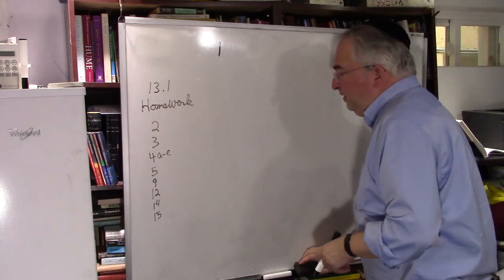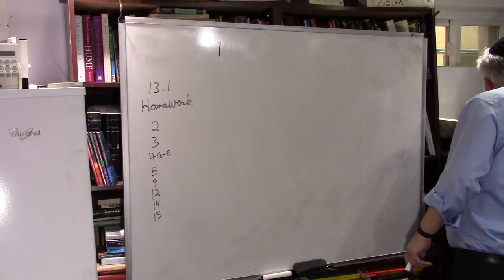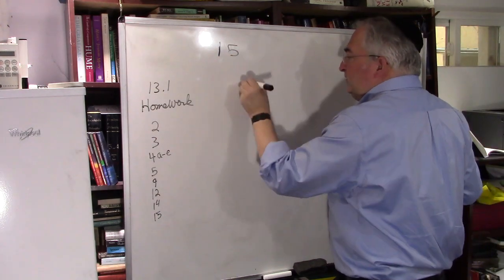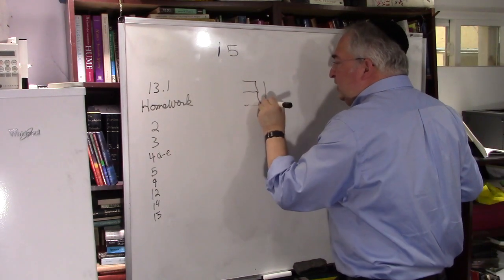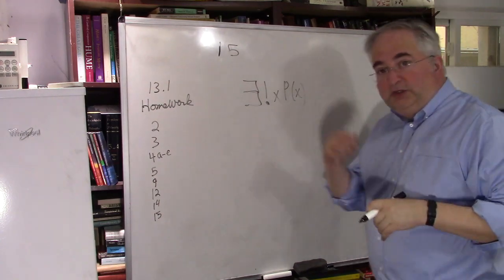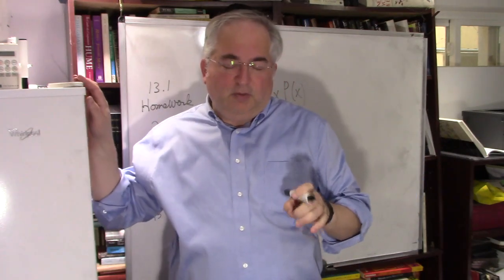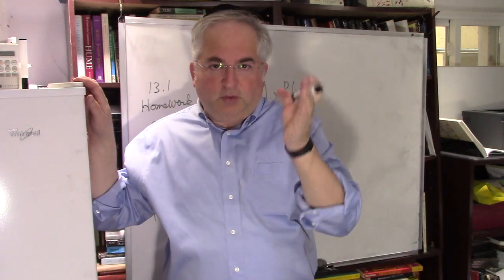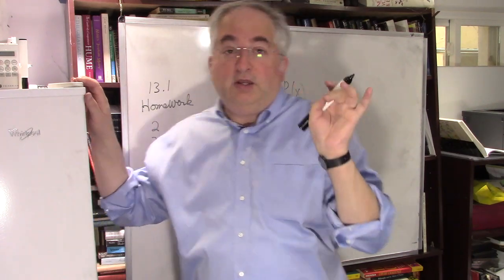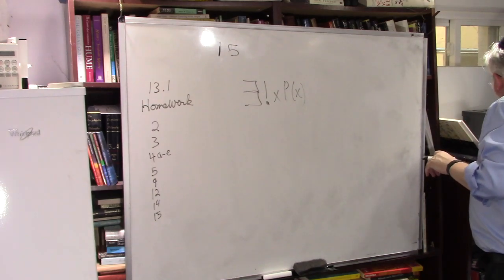Okay, next, number 15. It's about there being a unique x such that P of x. So this is another quantifier. We did this before. There's a for all quantifier, there's an existential quantifier, which means there's one or more, and there's a unique quantifier. We did one of them.